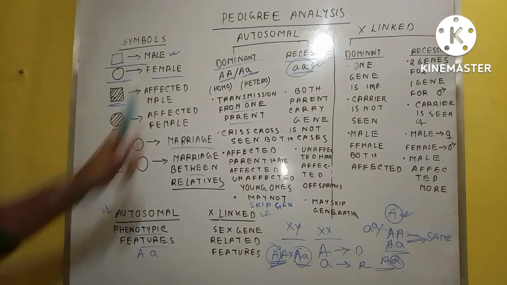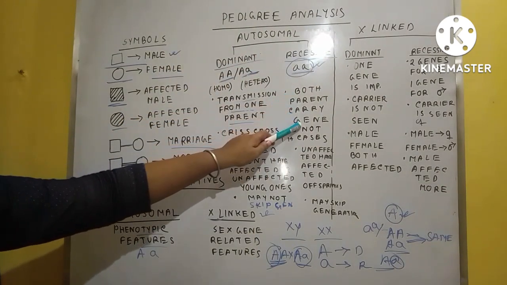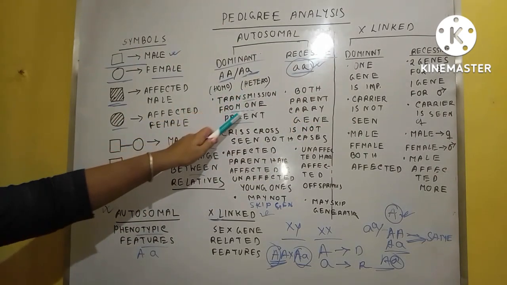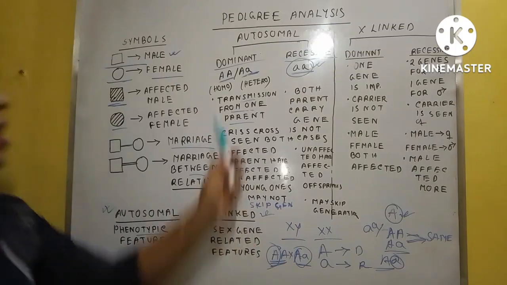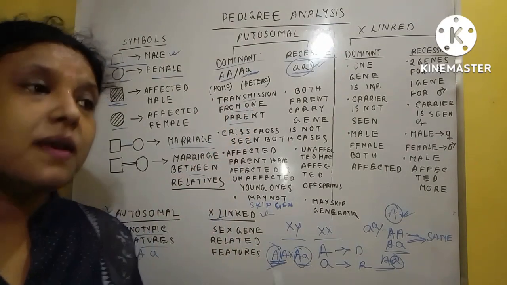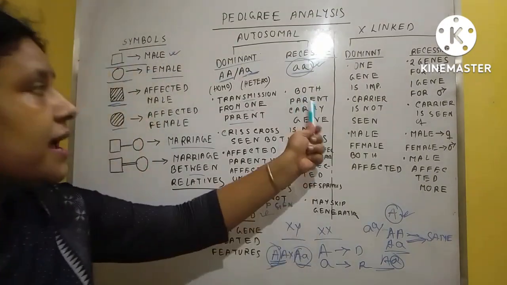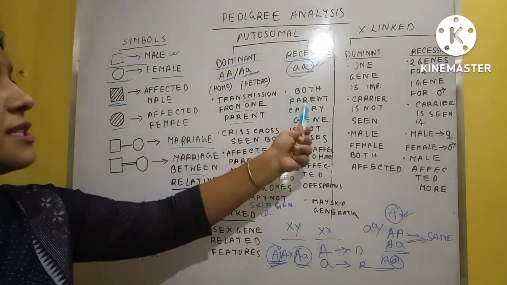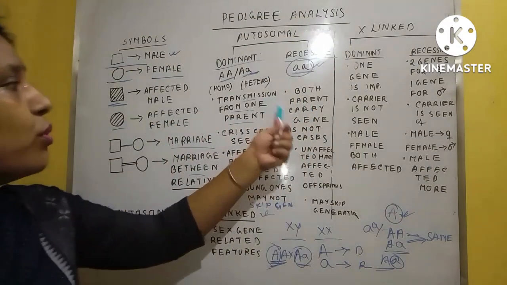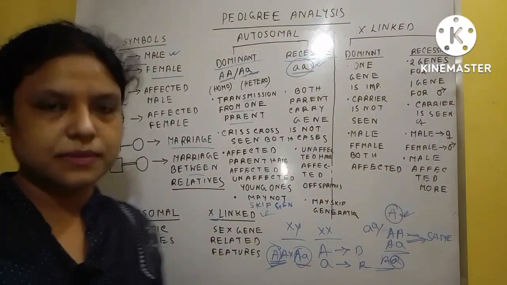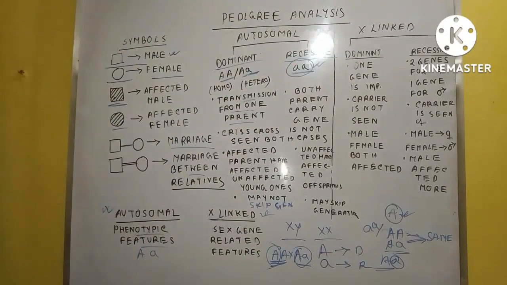What is that? In case of recessive, both parents carry the gene. Here, what we learn is that transmission from one parent is very important. That means one parent is sufficient. Transmission of the gene from one parent is sufficient for creating the disease. But here it's not possible. Here the transmission of the gene from both parents is very necessary for creating the disease. This is the autosomal recessive. Next one, same point, the crisscross is not seen here, obviously.